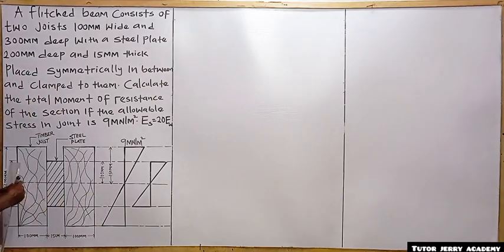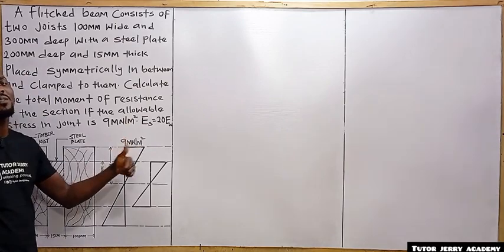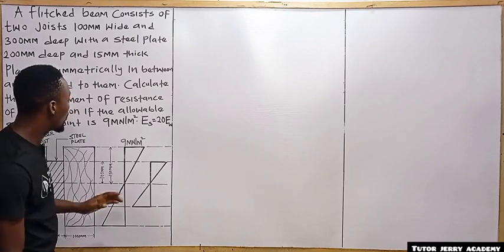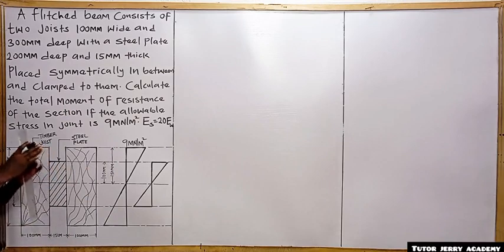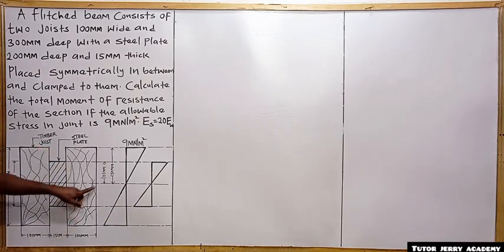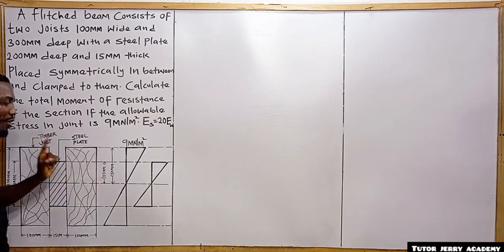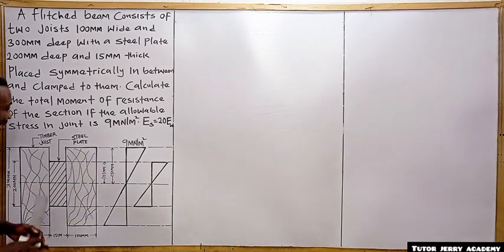Here we are given the modulus of the steel to be equal to 20 multiplied by the modulus of the wood. Now the first thing we are going to do is calculate the maximum stress value in the wood at 100 mm from the neutral axis.